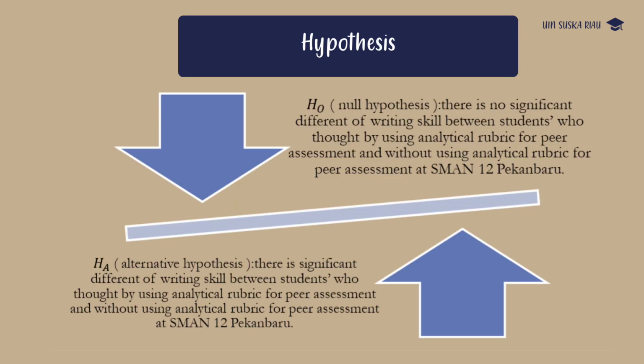Based on the theory, I can formulate the hypothesis. First, H0 or null hypothesis: there is no significant difference of writing skill between students who are taught by using analytical rubric for peer assessment and without using analytical rubric for peer assessment at SMAN 12 Pekanbaru. And H1 or alternative hypothesis: there is a significant difference of writing skill between students who are taught by using analytical rubric for peer assessment and without using analytical rubric for peer assessment at SMAN 12 Pekanbaru.